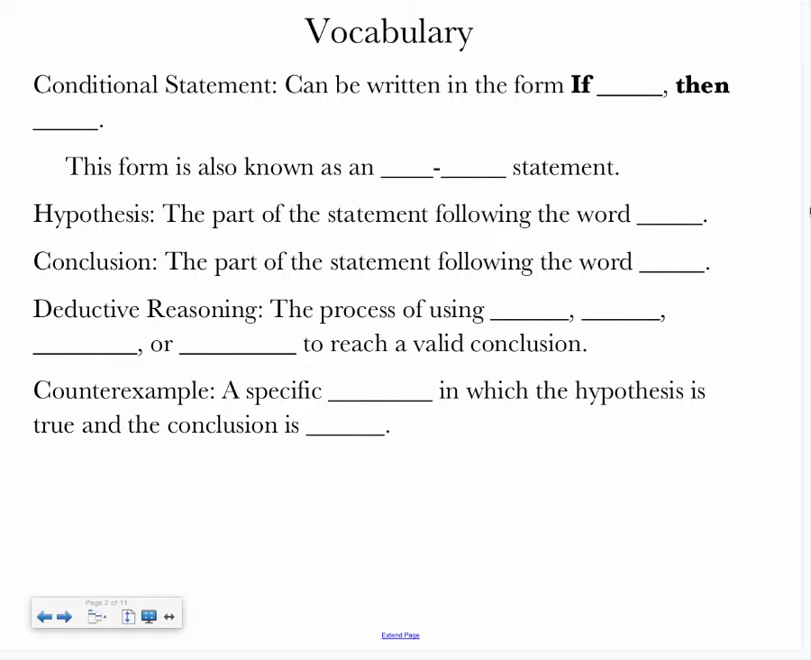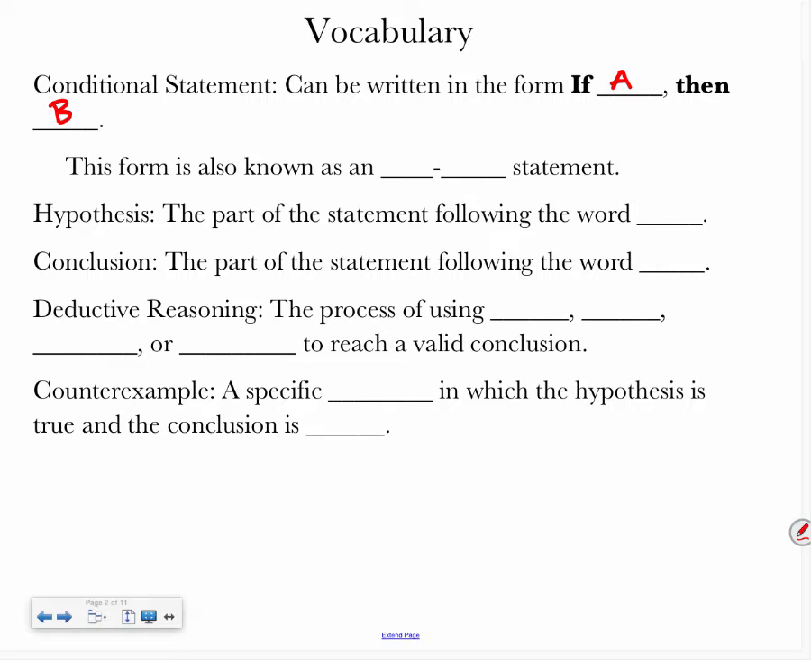So let's start with some of those large words. Conditional statement. A conditional statement can be written in the form if, and we're going to call it A, then B, okay? If it is nice out today, then I am going to go buy ice cream, okay? That is considered a conditional statement. If it turns nice today, which is a little rainy today, so hopefully the sun will come out, but if that sun comes out, I am going to go buy ice cream, okay? So that is called a conditional statement. It is based on the condition that it gets nice out today.